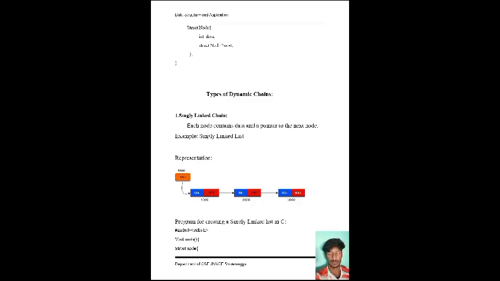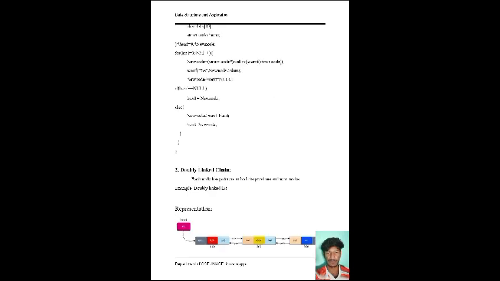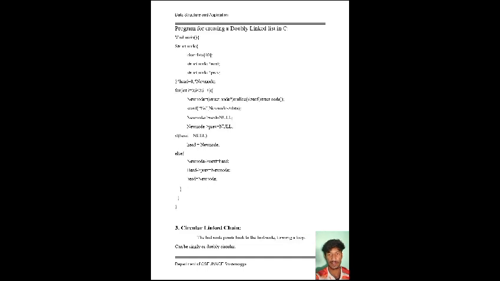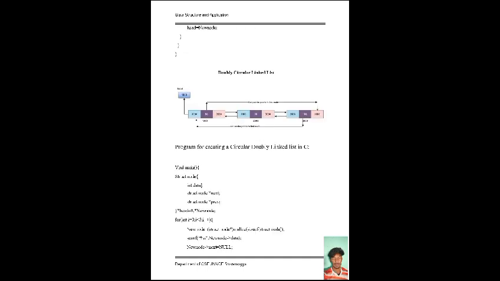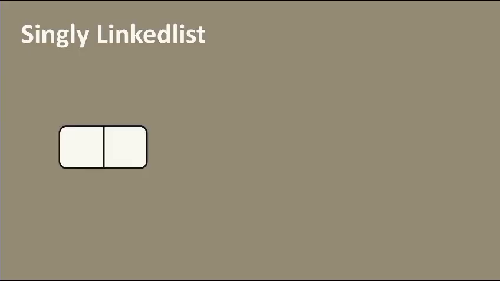Then we will move to the next part, that is, types of dynamic chains. In dynamic chains, there are three types. First one is singly linked chain, then doubly linked chain, and circular linked chain. Here you can see the code for the creation of these linked chains and the pictorial representation. In this part, you can see the animated video about the linked chains.